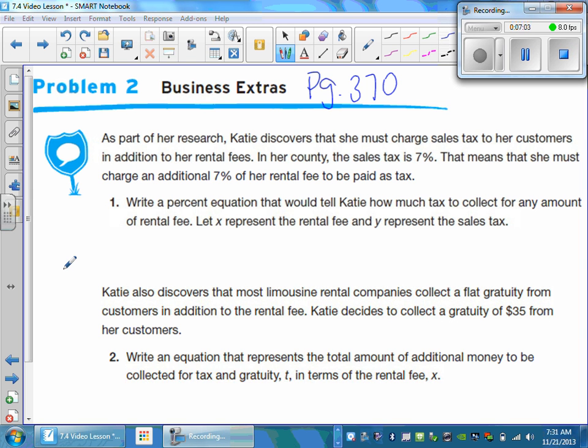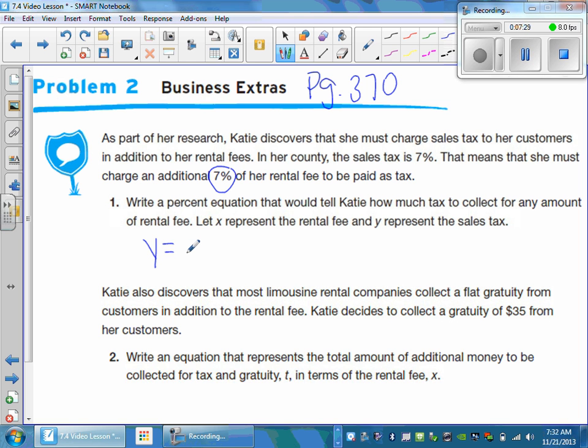1 says, write a percent equation that would tell Katie how much tax to collect for any amount of rental fee. Let X represent the rental fee and Y represent the sales tax. So if we're looking to find the sales tax, we're going to set our equation equal to Y. Remember that anytime you're going to be writing a percentage in an equation, you need to set it up as a decimal or a fraction.